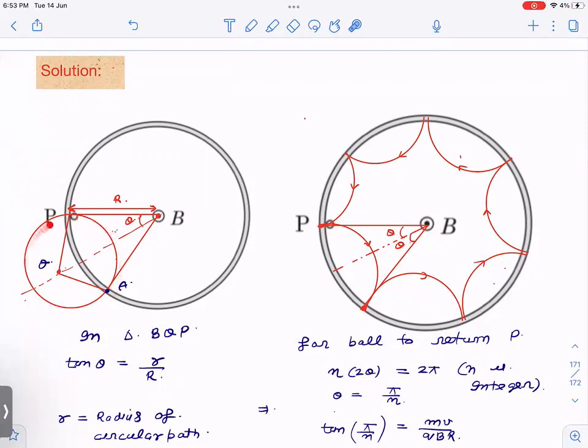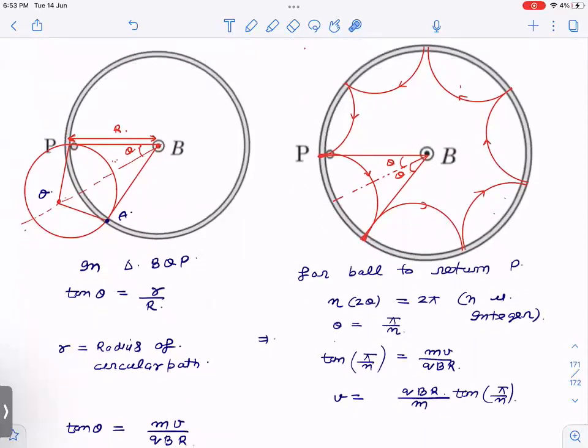So this is the circle. One line we can draw. I'm assuming this dot itself is the center of the circle. And here, this is another tangent. Now you have to see tan theta in this triangle, QPB. What is tan theta? Tan theta is equal to r over R, where r is the radius of the circle in which the particle is moving, and capital R, which I have written, is the radius of the cylinder.